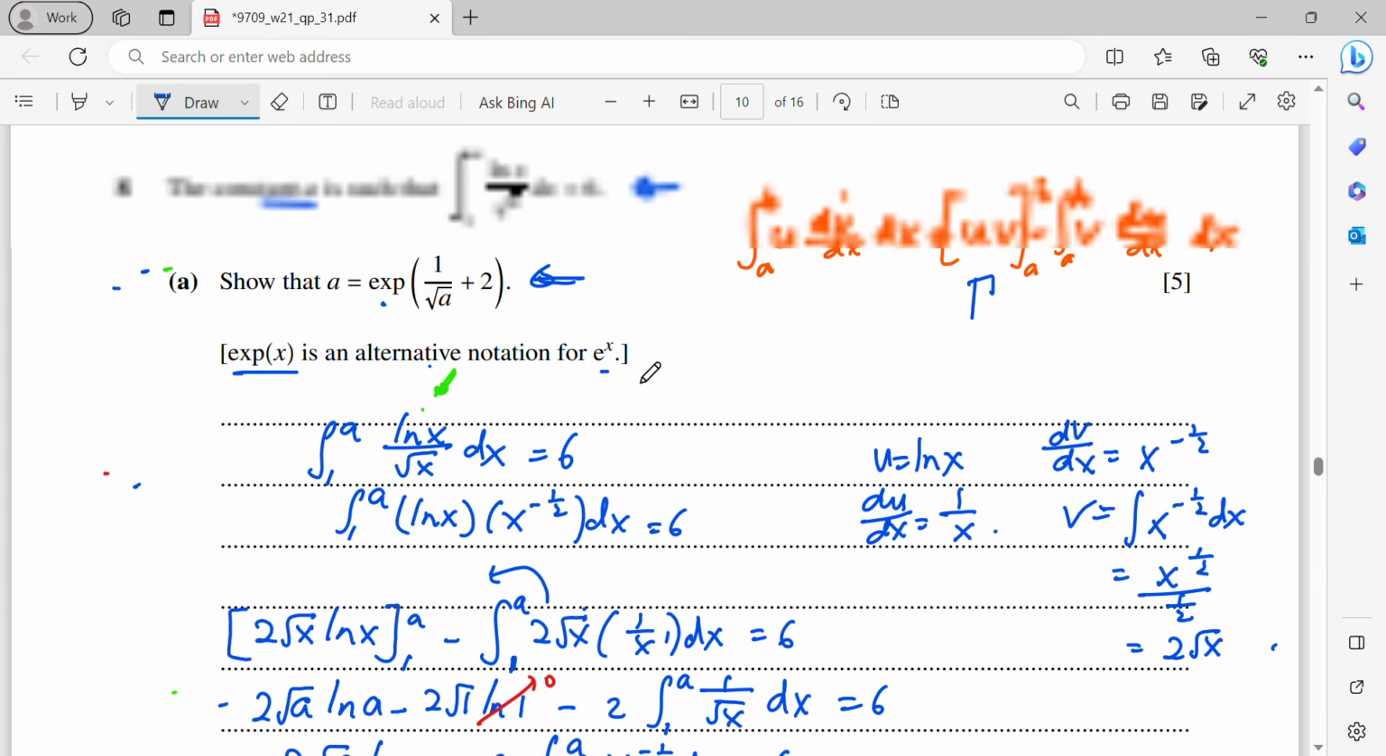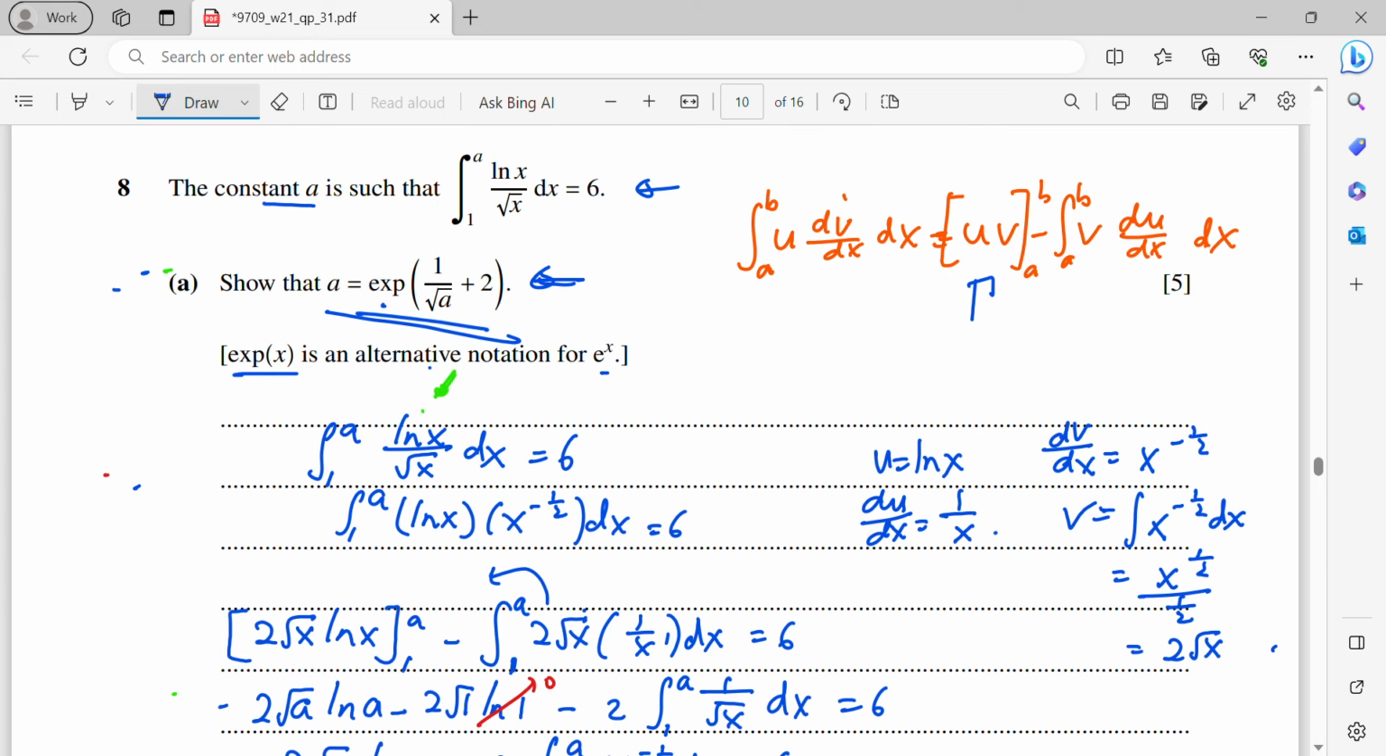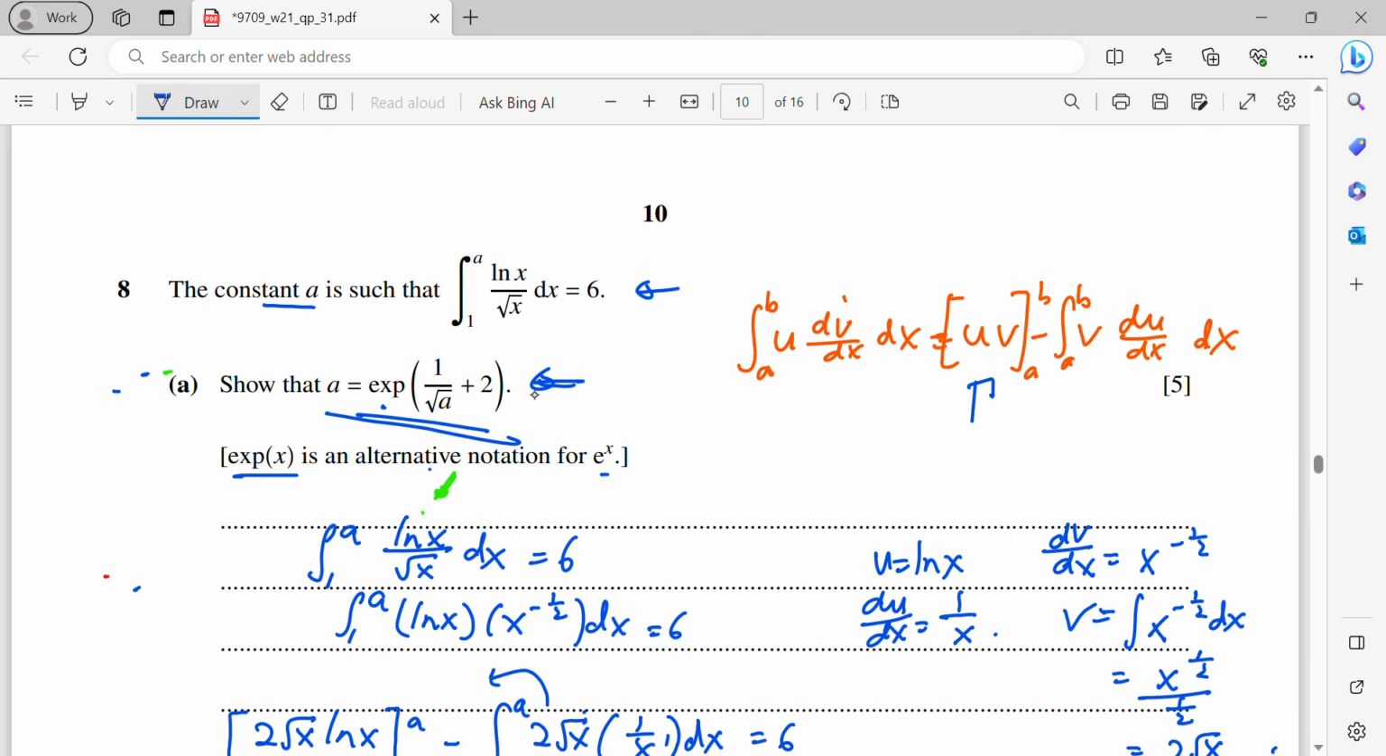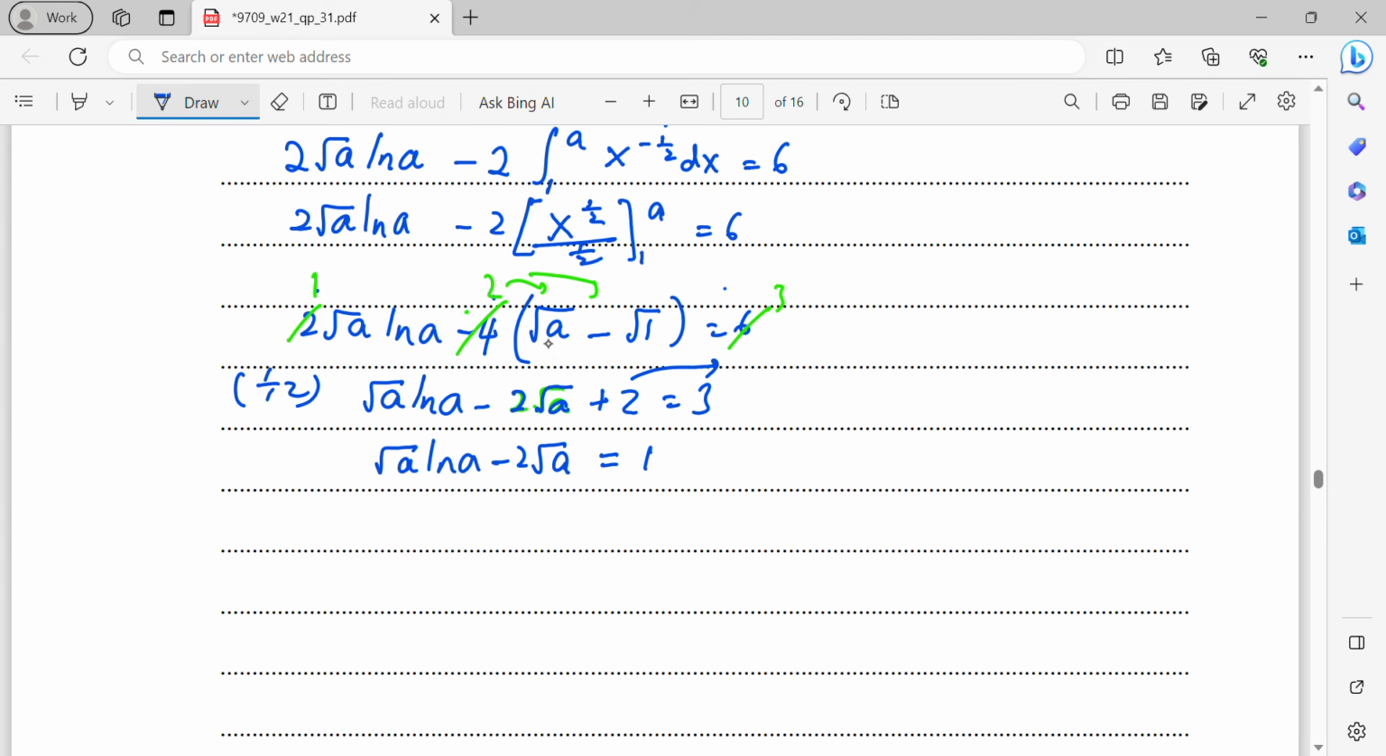Okay, let's see what you want to prove. You want to prove a is exponential of 1 over square root a plus 2. Okay, so now I will write square root a ln a minus 2 square root a. This move there, it will be 1. Now because we need to get exponential here, which means before exponential you must have ln a, right? So I need to keep my ln a one side. So square root a ln a equals to 1 plus 2 square root a. So my ln a move, my square root a move down.